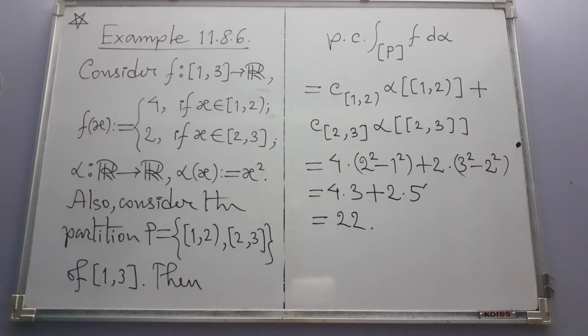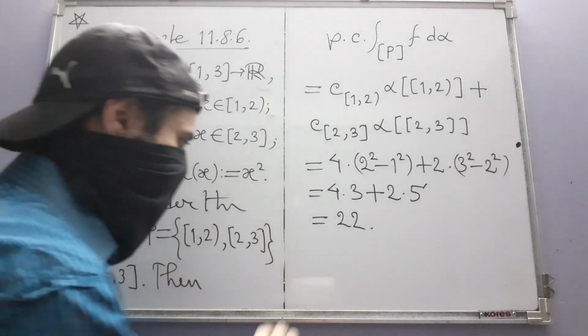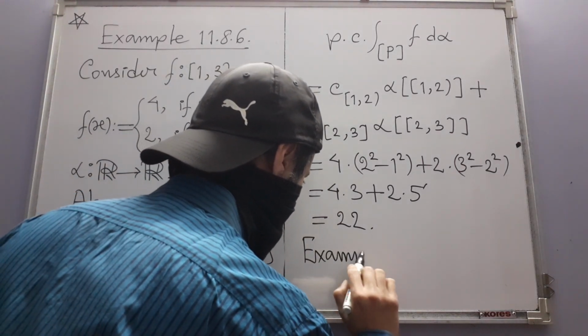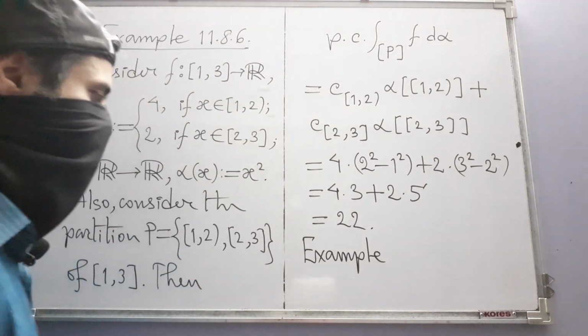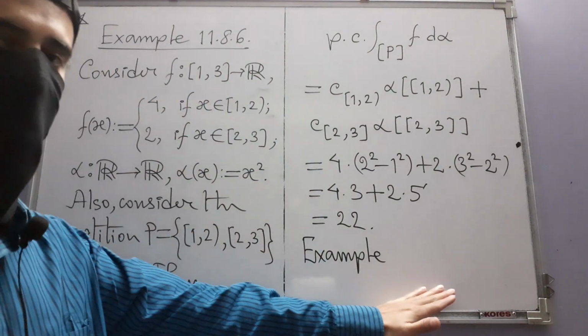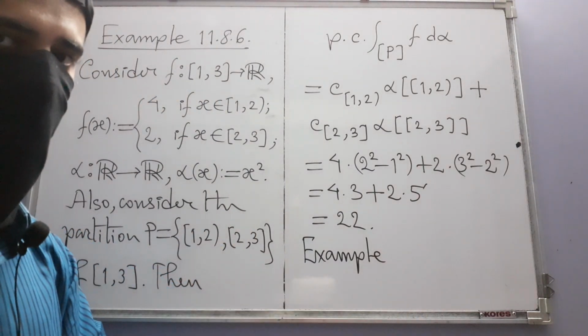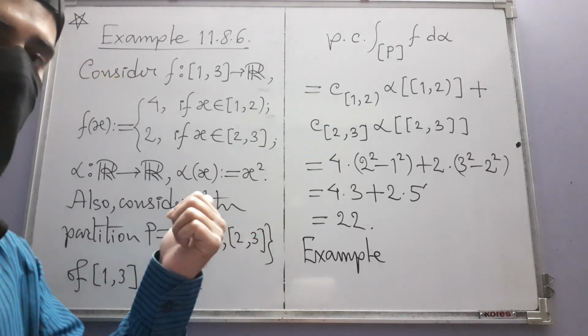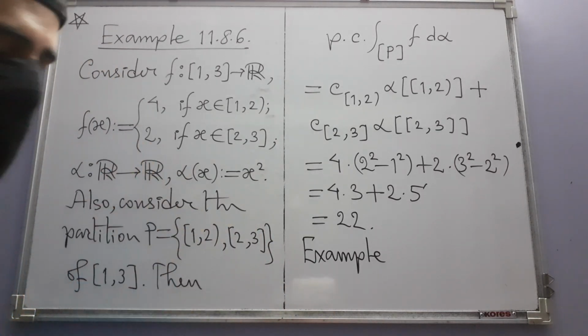That means 12 plus 10 or 22. Okay, so this is one small example. There is another example, and this example will show that the ordinary PC integral of a piecewise constant function is actually a special case of our PC integral that we have defined today.